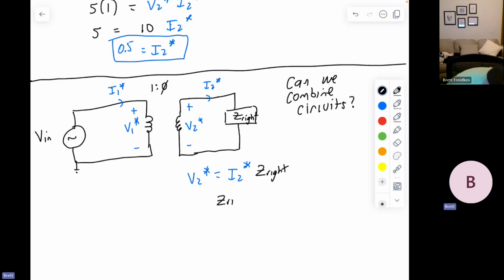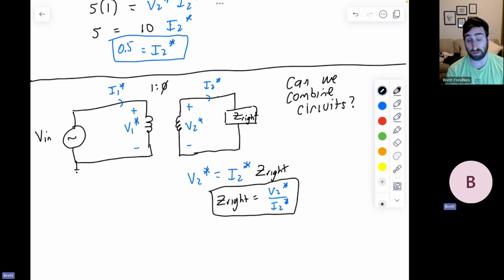Which basically is saying that Z right is the same as V2 star over I2 star. That is the impedance as it currently is. The voltage on the right and the current on the right, the combination of them through Ohm's law will tell us what the impedance is.